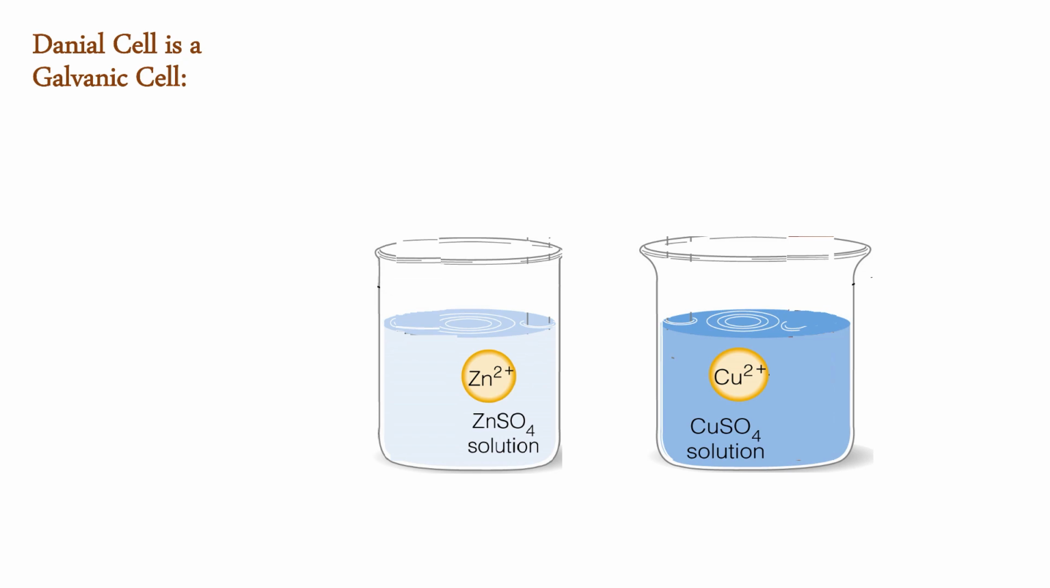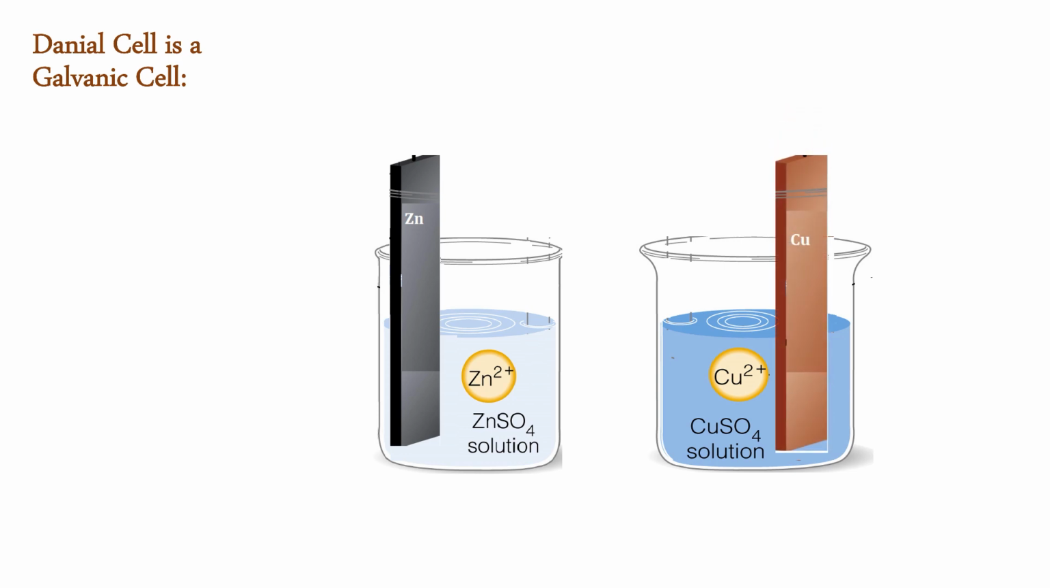And to the other beaker, add aqueous copper 2 sulfate solution, which will contain copper ion and sulfate ion. Now put a zinc bar in the zinc sulfate solution and a copper bar in the copper sulfate solution. Now if you connect these bars with an electric wire containing a bulb, the bulb will light.